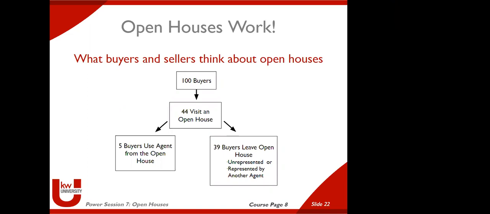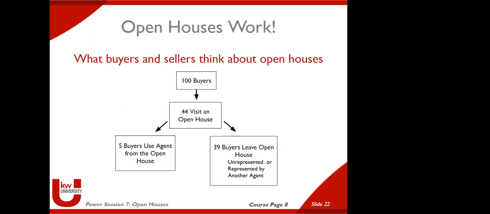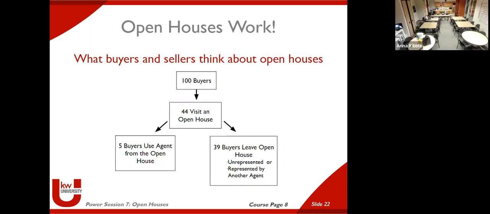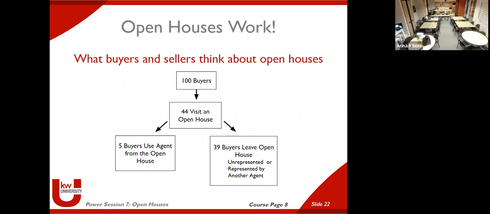So 100 buyers, 44 visit an open house, 5 buyers use an agent from the open house, 39 buyers leave the open house unrepresented or represented by another agent. What kind of opportunity does this tell you about open houses? I think first you have to figure out how to get 100 buyers in the door. Gwen, on your average open house, how many buyers do you get through the door? Not 100. So how do we get 100?